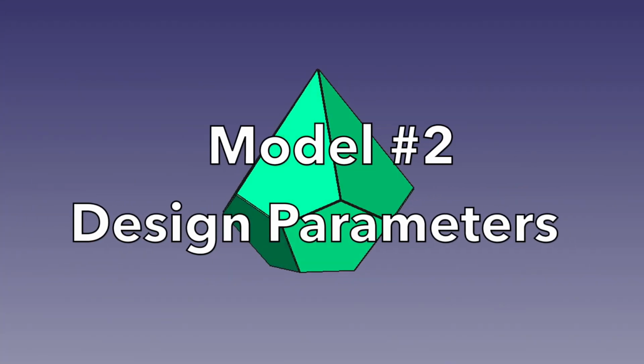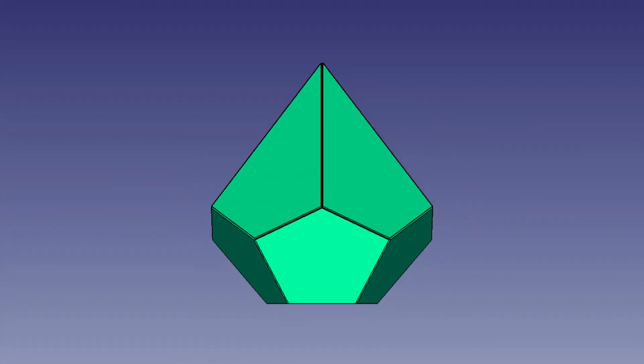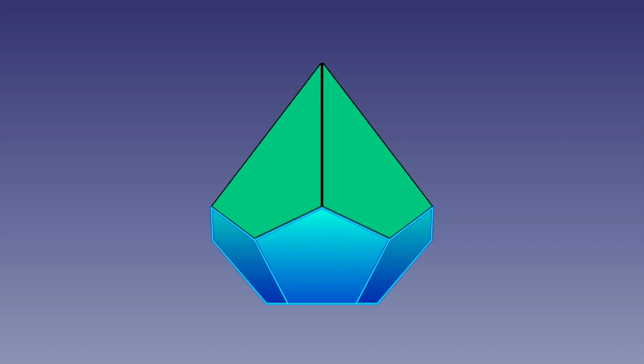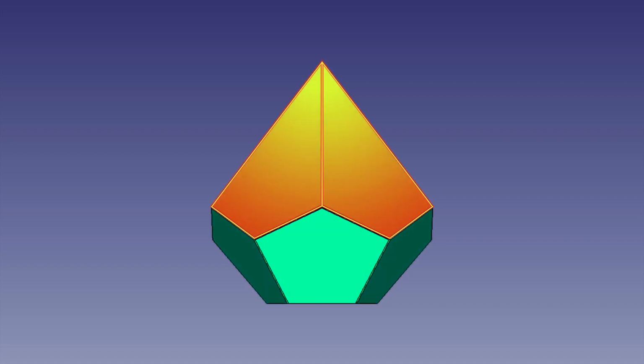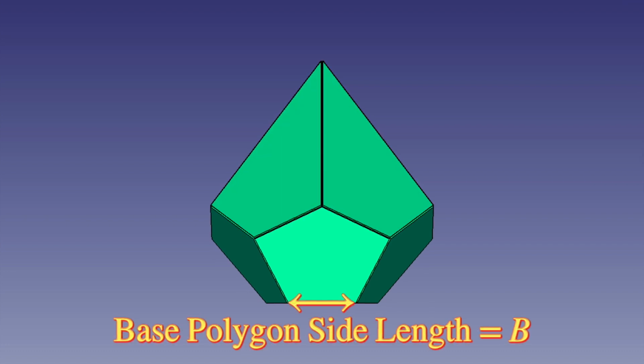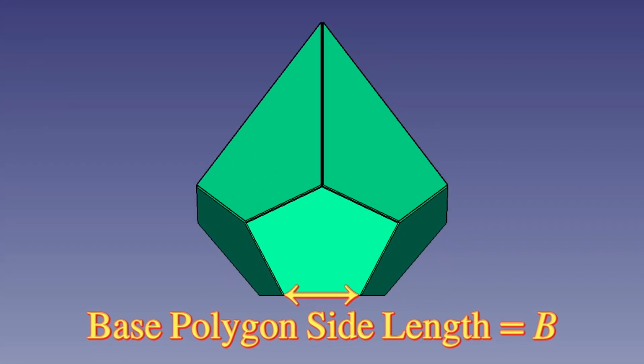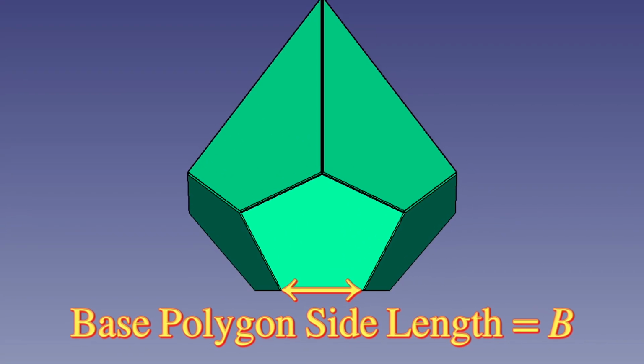The second model we will be examining is a bit more complex in terms of design options, despite only having two faces per side: the polygon-shaped base panel and the kite-shaped roof panel. Unlike the prior model where the base size was dependent upon the choice of polygon, the base side length in this model is an independent variable, which we will designate as b.